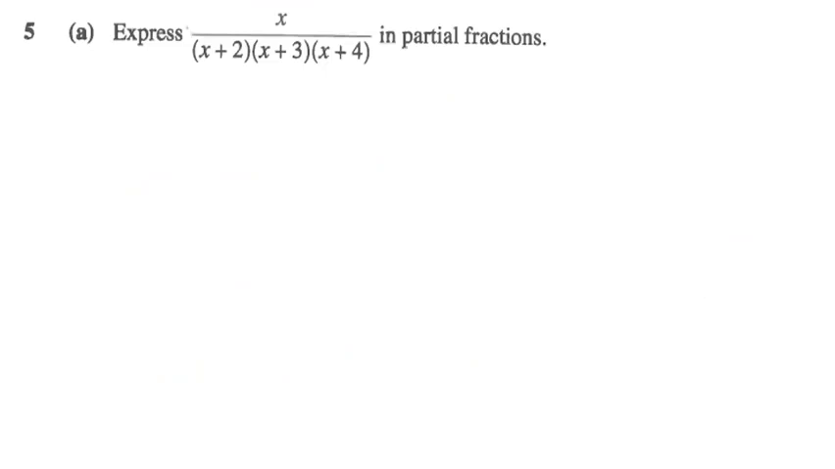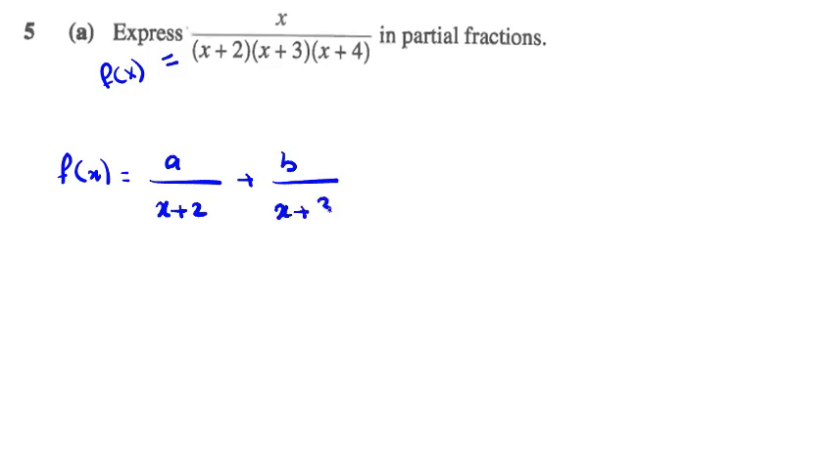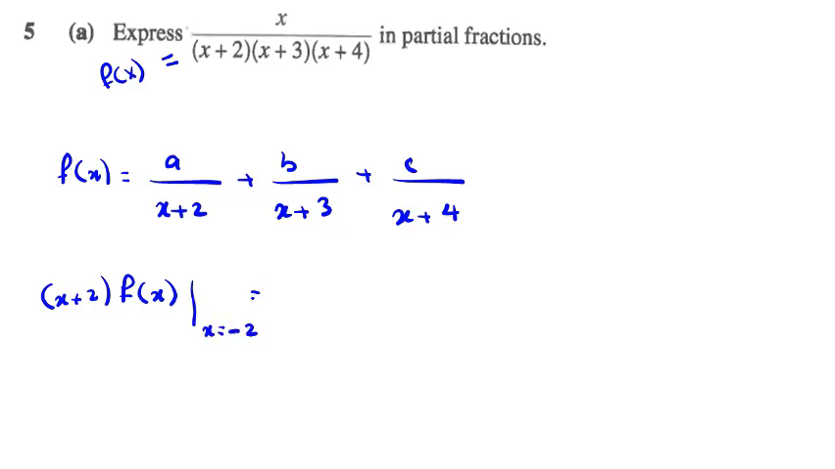Cambridge Assessment International Education A-Level Paper 1H2 2021. Problem number 5, part A. Express x over (x plus 2)(x plus 3)(x plus 4) in partial fractions. So I consider it is f of x, and f of x is a over x plus 2 plus b over x plus 3 plus c over x plus 4.